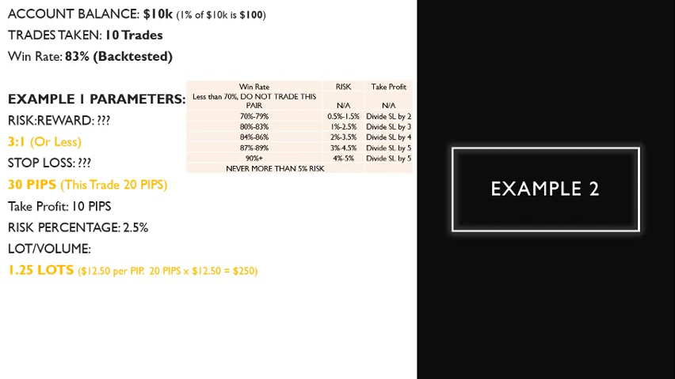Let's just take the assumption that we're trading the euro versus U.S. dollar. Okay, so 1.25 lots. That's $12.50 per pip. And if I draw down 20 pips and hit that stop loss, then I lose $250. That's what I'm willing to risk. Okay. Now, if I'm using a 2 to 1, right? How much can I make?